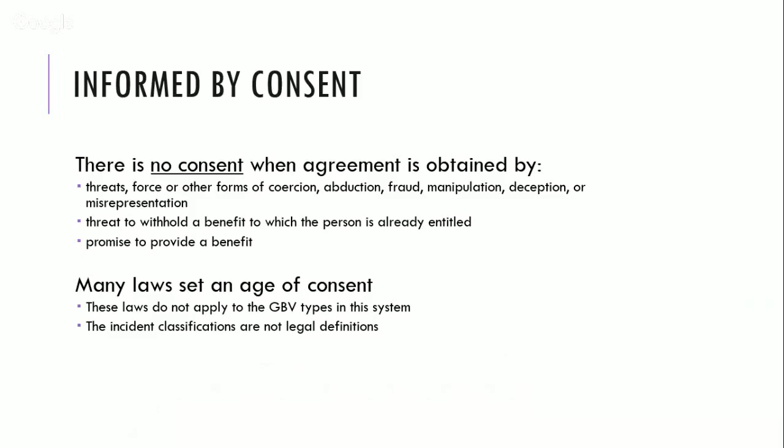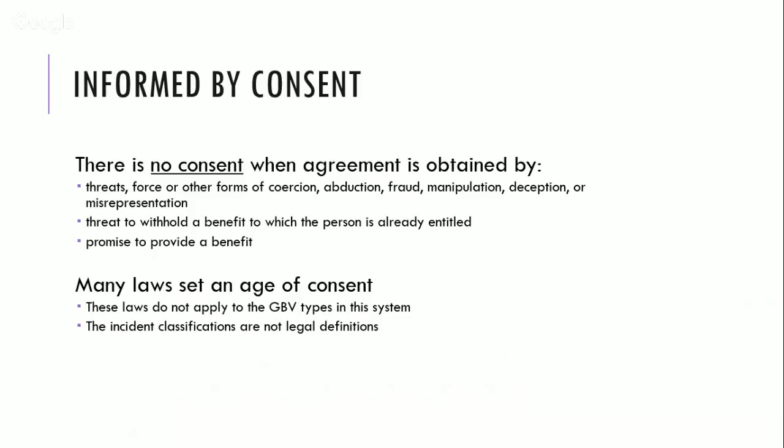Before we talk about the incident types, it's important that we make a note about consent. There's no consent when an agreement is obtained by threat, force, coercion, abduction, fraud, manipulation, deception, or misrepresentation. There's no consent when there's a threat to withhold a benefit to which someone's already entitled, or a promise to provide a benefit.